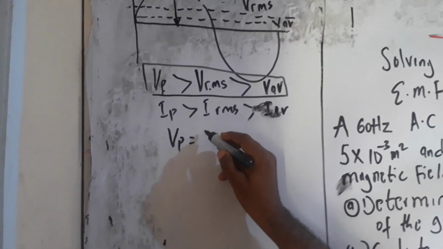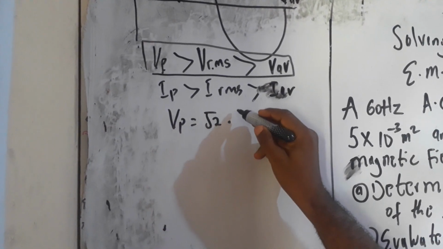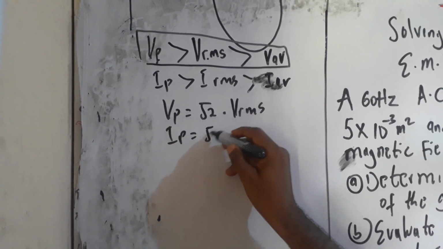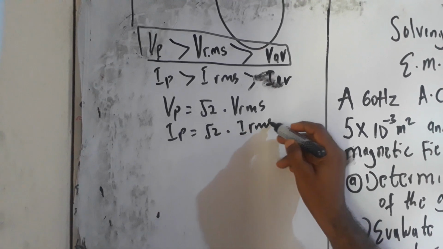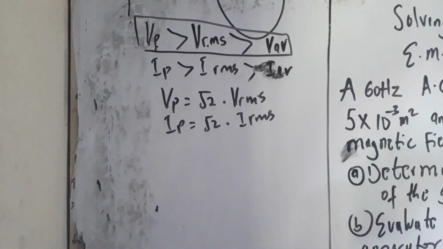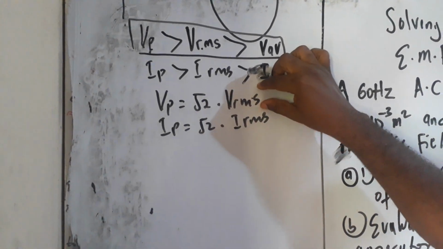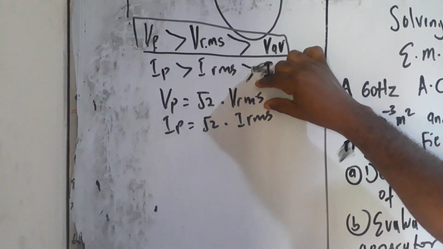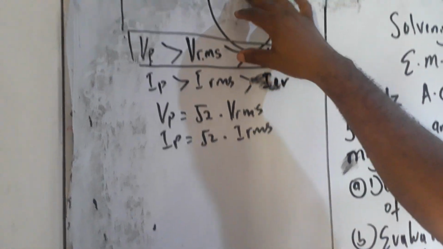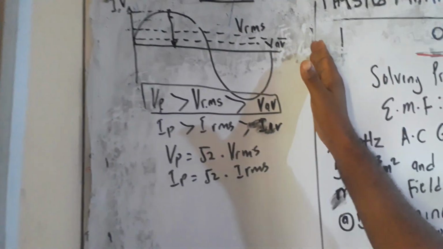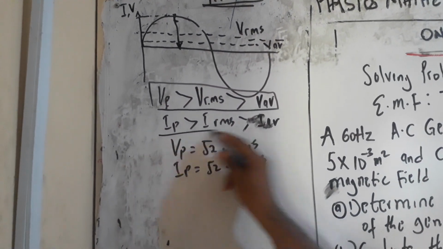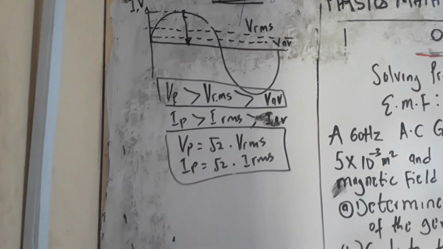Now, the relationship between peak value and RMS is this. Peak value of voltage is square root of 2 times RMS of voltage. Also, peak value of current is square root of 2 times I RMS of current. What do we mean by RMS? RMS is an average measurement that enables us to compare the value of either current or voltage in an AC circuit with that of a direct current. So let us not go into those details for now. Just take note of that.